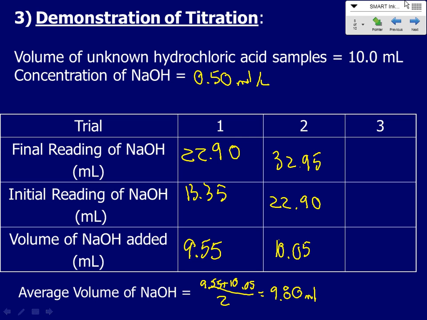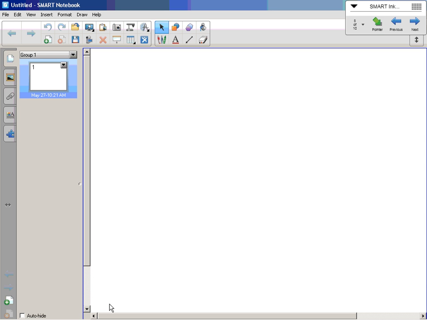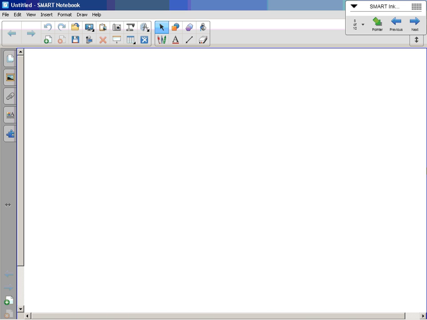Okay. Now let's do the calculation. I need to bring up the Smart Notebook program here because I don't have a blank page. So now our calculation is going to be like any stoichiometry problem that we've done. We'll write out the balanced chemical equation, we'll write the numbers that we have, and we'll solve for that unknown concentration. So Smart Notebook here, we'll just turn on this auto hide and get it out of the way. And let's just start with our calculation. So in this one, we had HCl, and we're reacting it with NaOH.